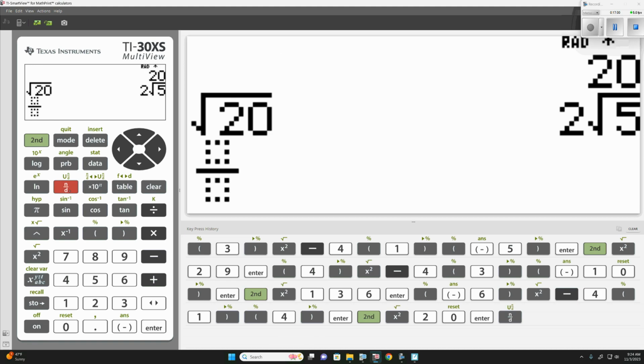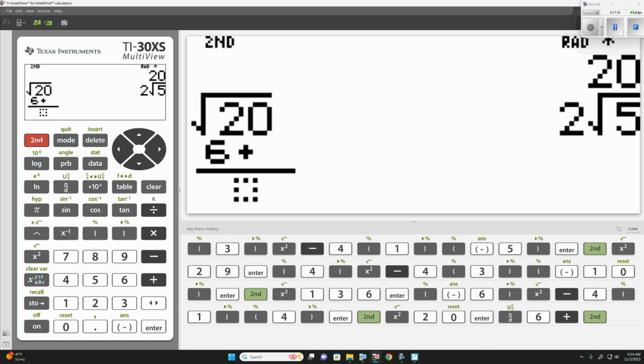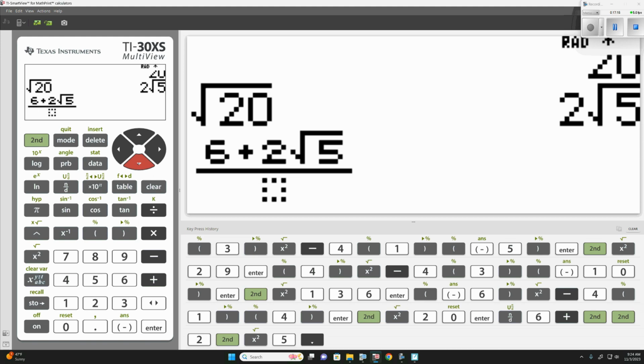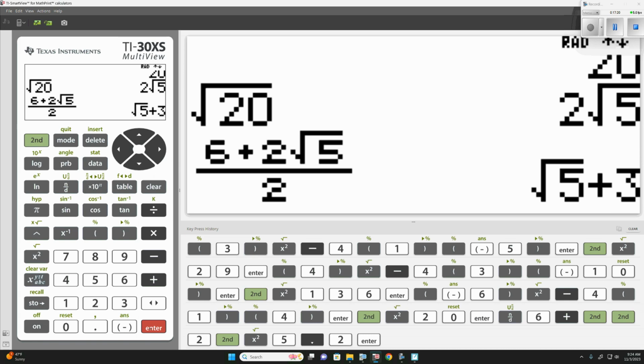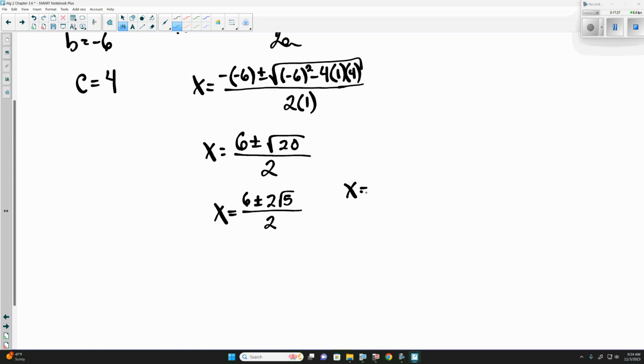Let's do it a little differently. We can't do plus or minus in the calculator because that's 2 different signs. But we do have 6 plus 2 square root of 5 all over 2, yes? So square root of 5 plus 3, or we could say that it is 3 plus the square root of 5, because I normally put the square root second.